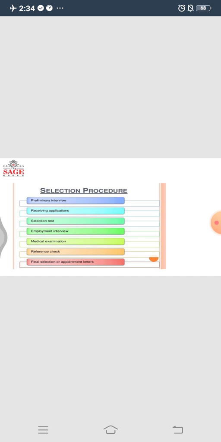Okay, so going through the table once again: preliminary interview, then receiving applications, then selection test, employment interview, medical examination, reference check, final selection, and appointment letter. So in this way the whole selection procedure happens.